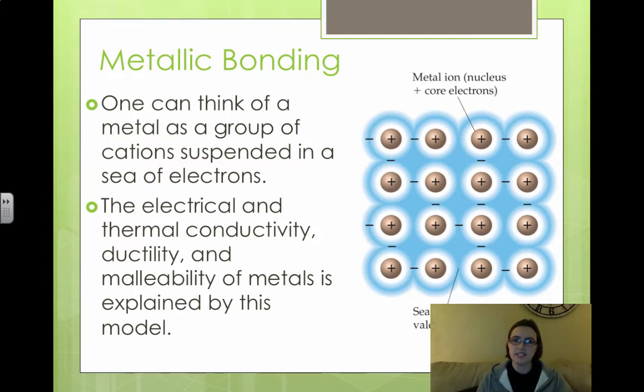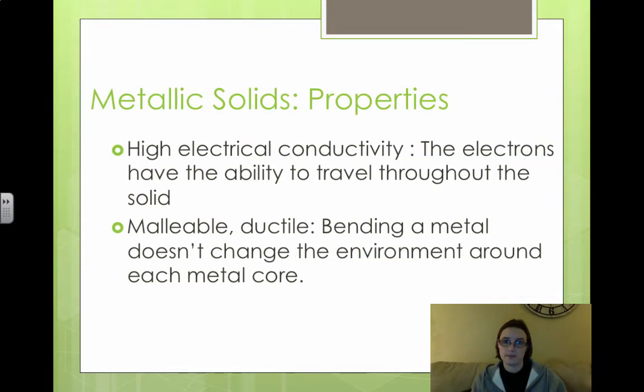Thermal conductivity, ductility, malleability, this is all explained by this model. So thermal conductivity is the ability to conduct heat. And this is explained because the movement of electrons actually allows the transfer of kinetic energy throughout the solid. So this is why metals are such good conductors of heat. You're able to bend them and you're able to draw them into thin wires.